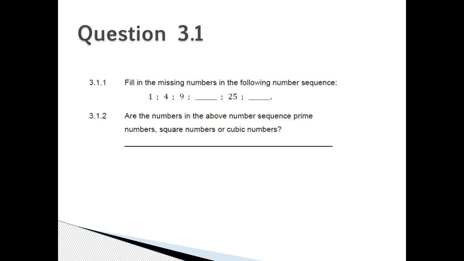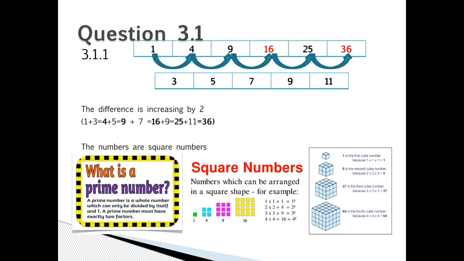Question 3.1.1. Fill in the missing numbers in the following number sequence. 1, 4, 9, space, 25, space. And 3.1.2. Are the numbers in the above sequence prime numbers, square numbers, or cubic numbers? What is a prime number? A prime number is a whole number which can only be divided by itself and 1. A prime number must have exactly 2 factors.